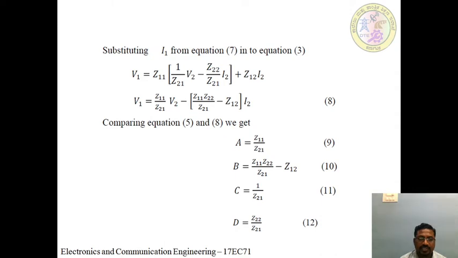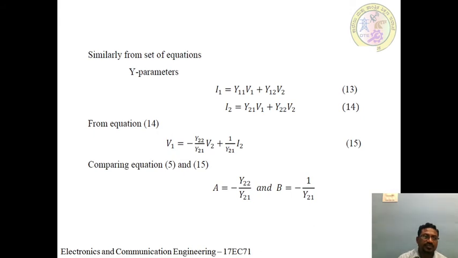and B is equal to Z11 Z22 divided by Z21 minus Z12, that is called equation number 10, and C is equal to 1 divided by Z21, called equation number 11. D is equal to Z22 divided by Z21, called equation number 12.